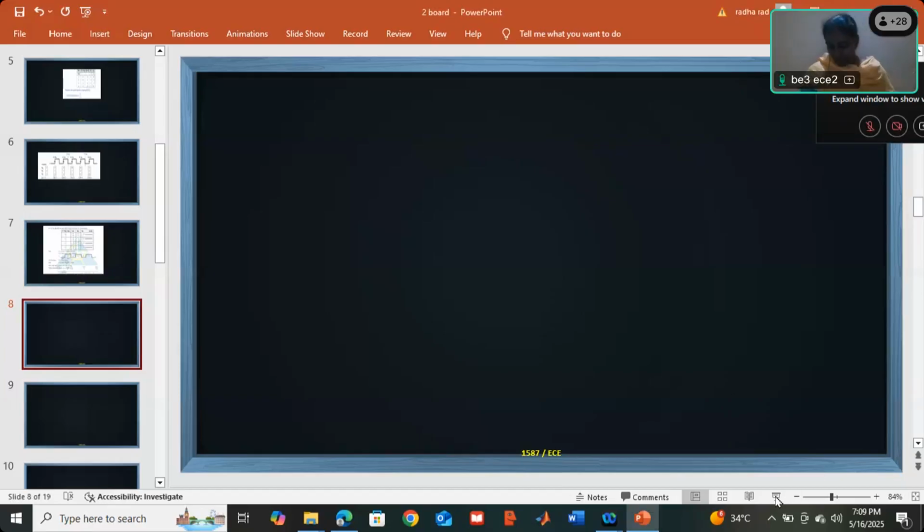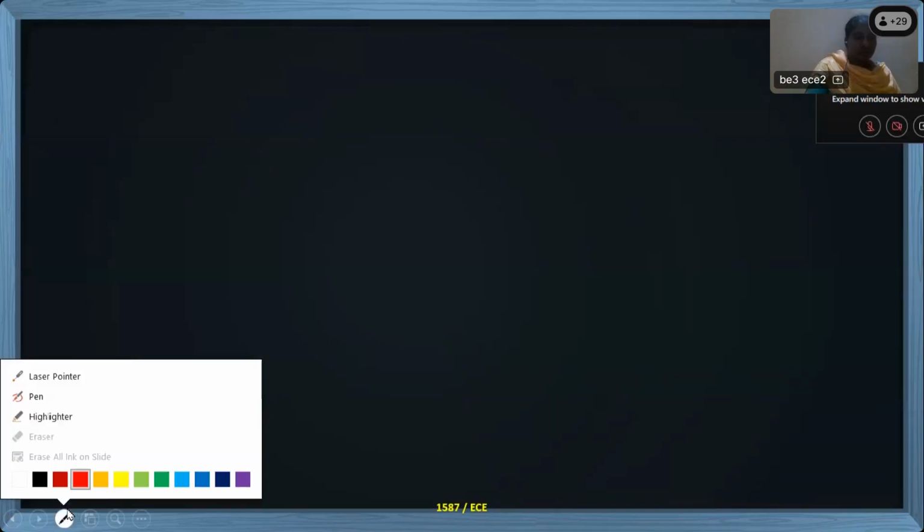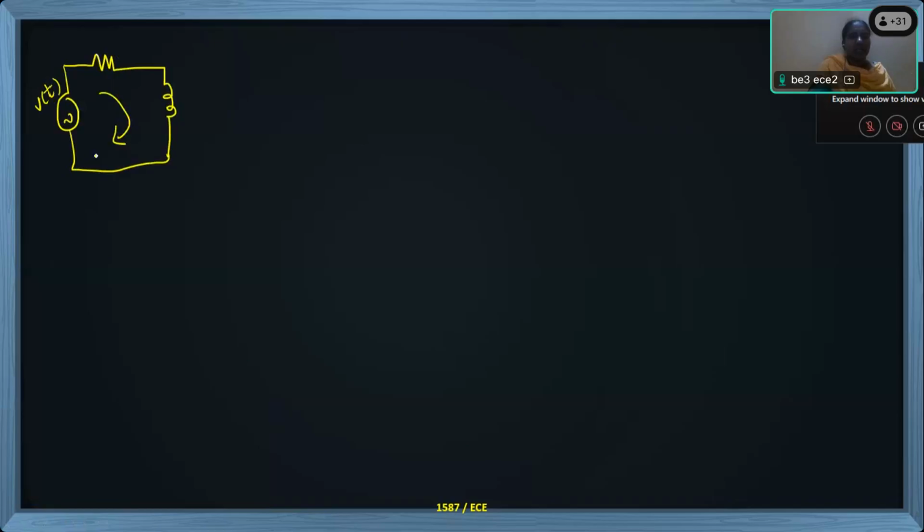I am taking the RL circuit and then the RC circuit: XL by R, XC by R. I asked you to remember the elements, resistor and inductor, in the circuit. We have supply voltage and current. V of t is the supply voltage, I of t is the current in the circuit, and the elements are R and L.